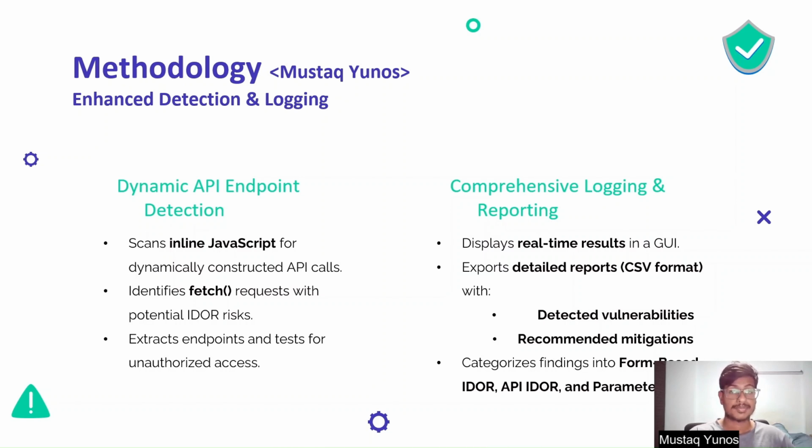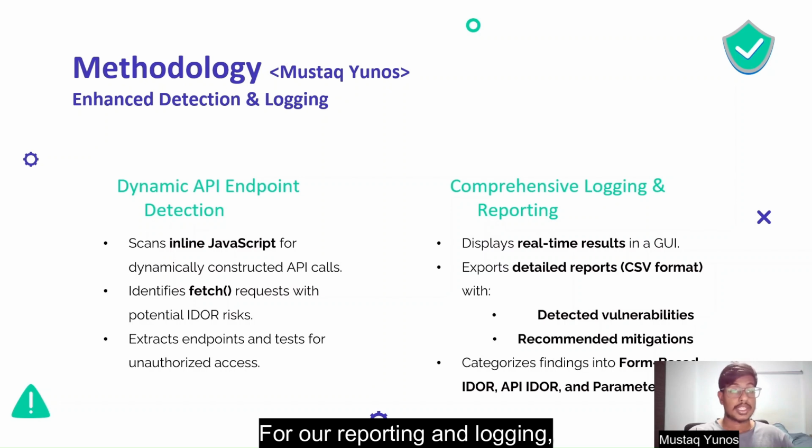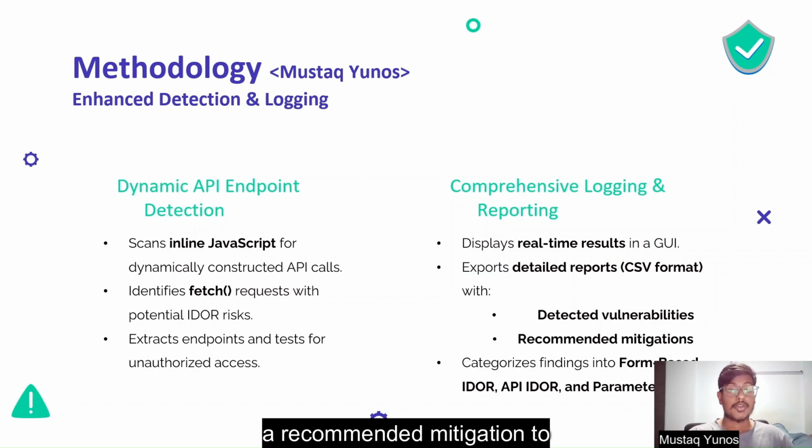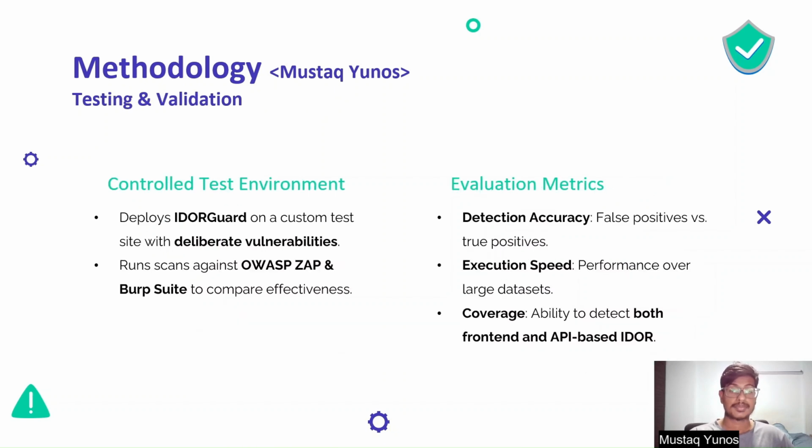IDOR risks. For our reporting and logging, IDORGuard displays real-time results in its GUI interface, exports detailed CSV reports categorizing our vulnerabilities into form-based, API, and parameter IDORs. It also provides recommended mitigations to help developers quickly address the detected vulnerabilities.